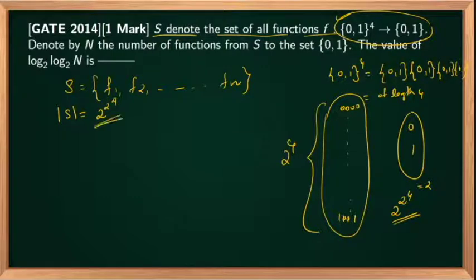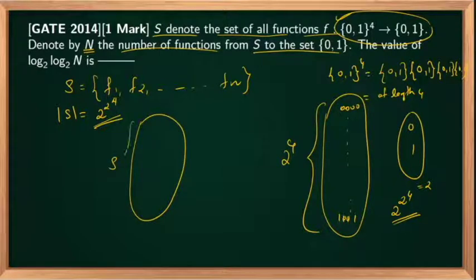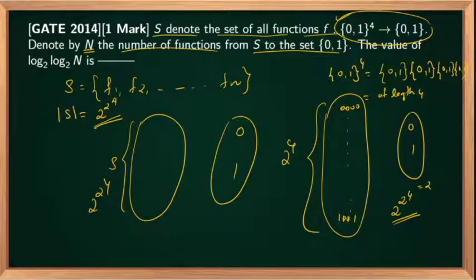2 raised to 4. Now, capital N is the number of functions from S to the set 0, 1. So what is capital N? It is the number of functions from S. S has now 2 raised to 4 elements. And you have a mapping to 0, 1. And the number of different mappings is actually called capital N. That is the number of different functions. So that will be equal to, so you have 2 elements here. That should be equal to 2 raised to 4. Right?